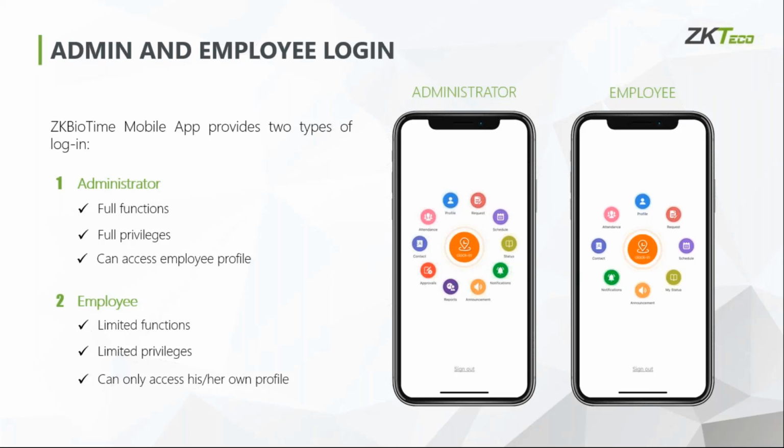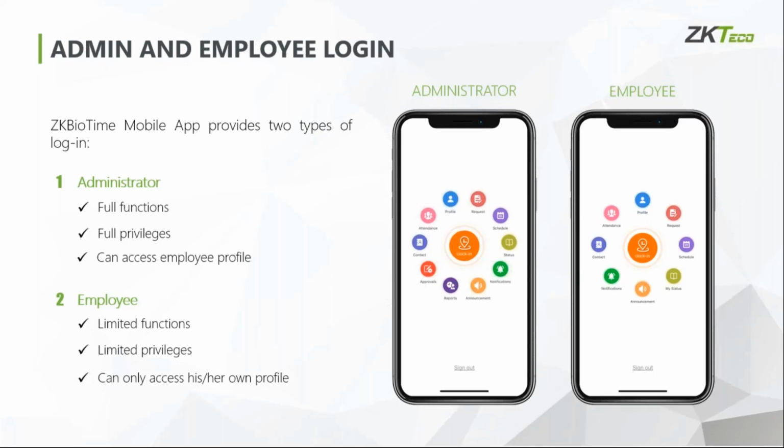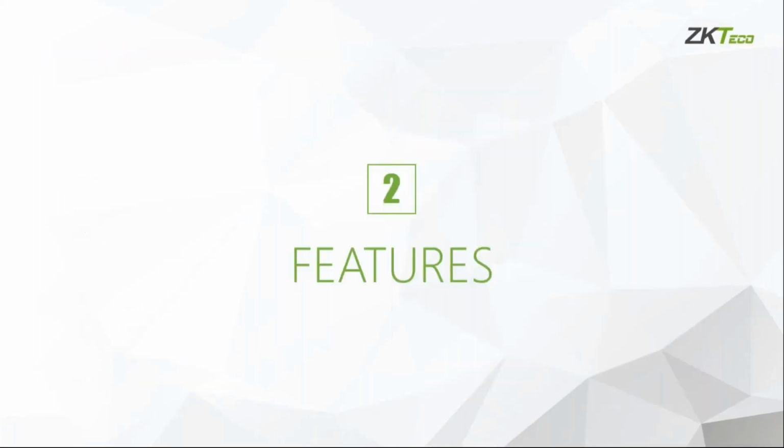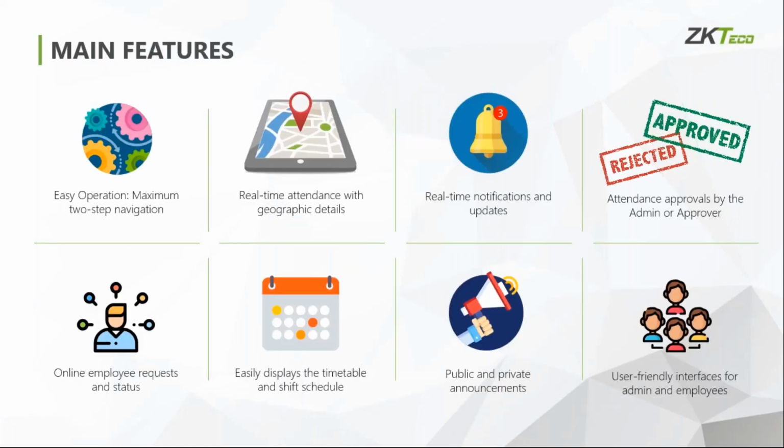Let's move through the features. We can explain one by one what all the features are available in the ZKBioTime mobile application. The main features: it's two-step navigation, as I mentioned. It's very easy to operate and user friendly, and in the same navigation menu you can go to the next one, and that will be the last.